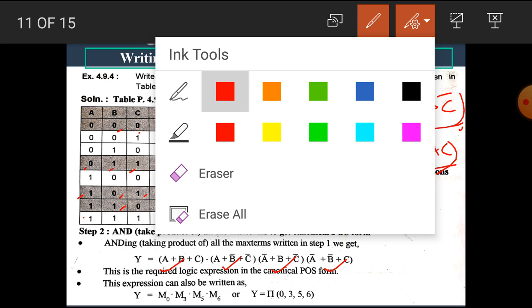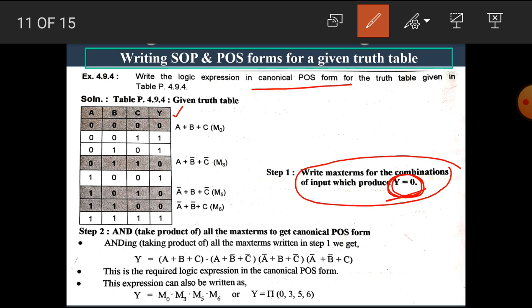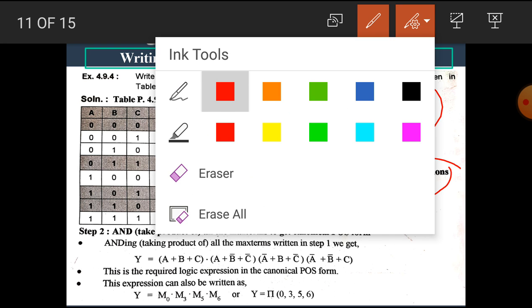Okay, I hope you all understand now how to calculate the canonical POS equation or the max terms for the given truth table. Write the max terms for the combinations of the input which produce y is equal to 0. Okay, this is very important here. We have to write the equation for y is equal to 0. In case of canonical SOP, we have to write the equation for y is equal to 1. Okay, I hope you all understand.